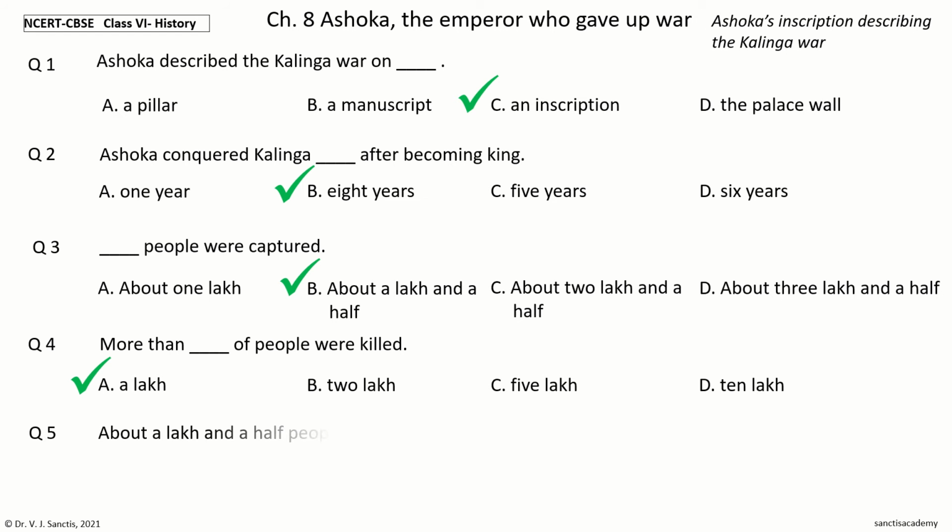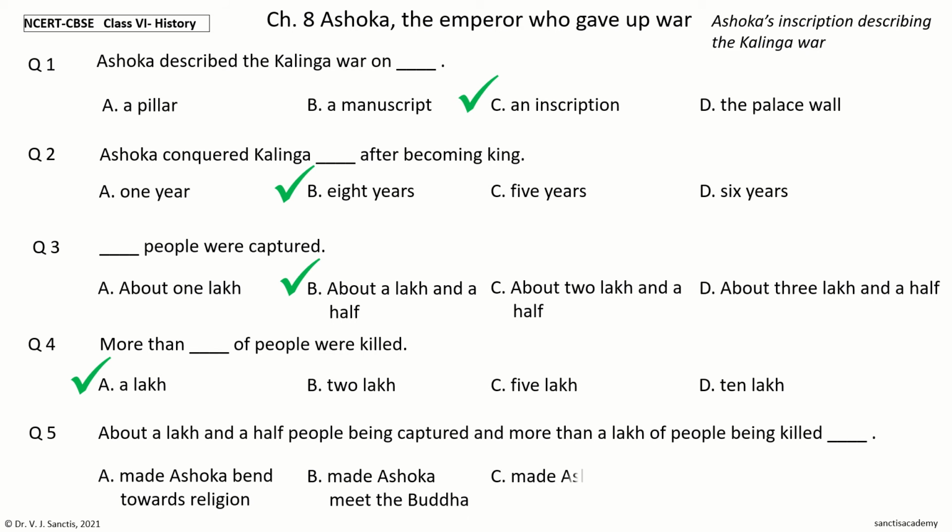Question 5. About 1.5 lakh people being captured and more than 1 lakh of people being killed dash. The options are made Ashoka bend towards religion, made Ashoka meet the Buddha, made Ashoka meditate, filled Ashoka with sorrow. Your time to choose. And the answer is filled Ashoka with sorrow. So, about 1.5 lakh people being captured and more than 1 lakh of people being killed filled Ashoka with sorrow.